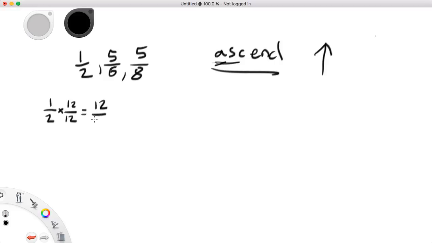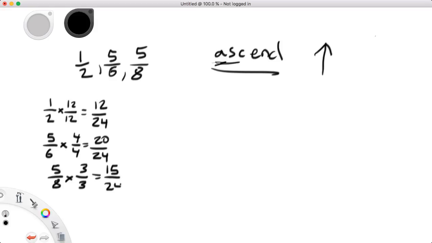Okay, so let's see. 2, 6, and 8 all go into 24. 8 times 3 is 24. 6 times 4 is 24. So let's go ahead and change all of these to 24ths, shall we? Okay. Another way you could do this is you could use your calculator and make them all decimals. But I don't have my calculator available, so I'm just going to make them all into 24ths.